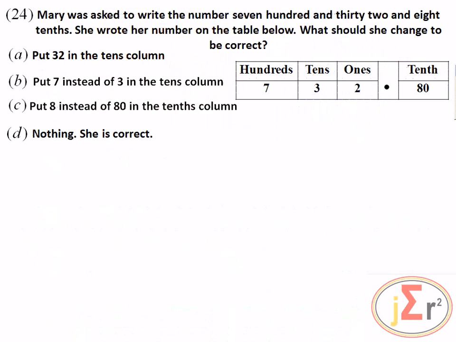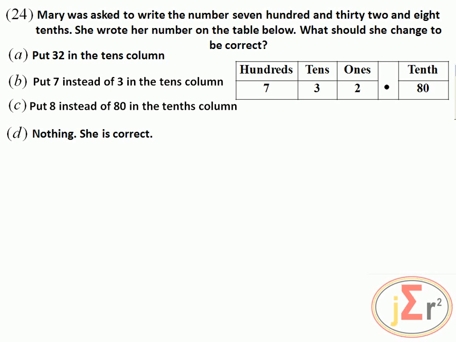Mary was asked to write the number 732 and 8/10. She wrote her number on the table below. What should she change to be correct? Jerry, there's something blatantly wrong with the way that it is written right there. What is it that is so wrong? It is obviously wrong, Jerry.